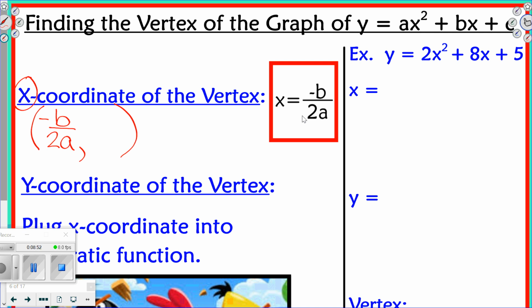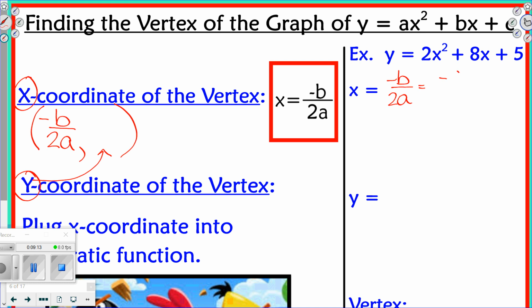All right, so to find just the x-coordinate where it is, that's what we're going to do. And then to find the y-coordinate right here, you take this answer and you just plug it back into the equation. So let's go ahead and try one over here. To find the x value, we do negative b over 2a. So what's negative b?